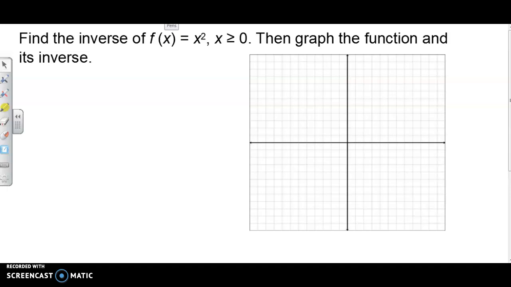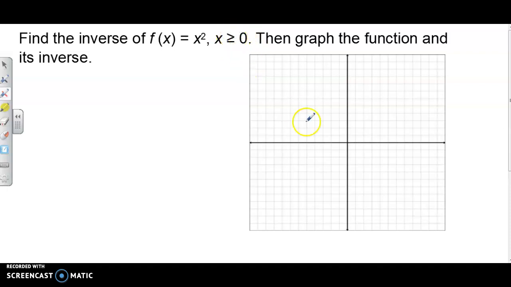All right, everybody. So today we are going to be working on finding the inverse of nonlinear functions. So for this problem here, it's just find the inverse of f of x equals x squared when x is greater than or equal to 0, then graph the function and its inverse. So what we have here is a restriction on the domain. So this graph f of x equals x squared, the domain has to be greater than or equal to 0.